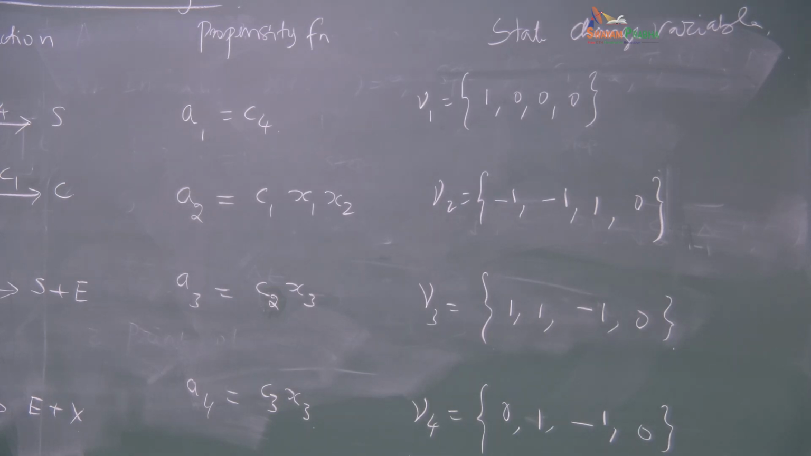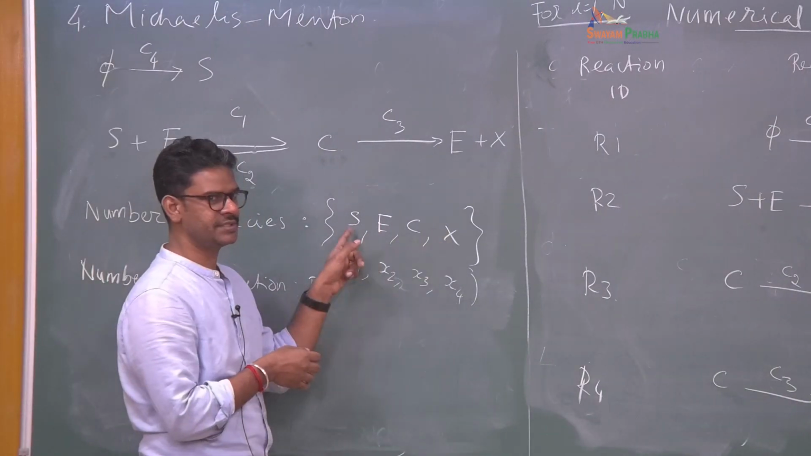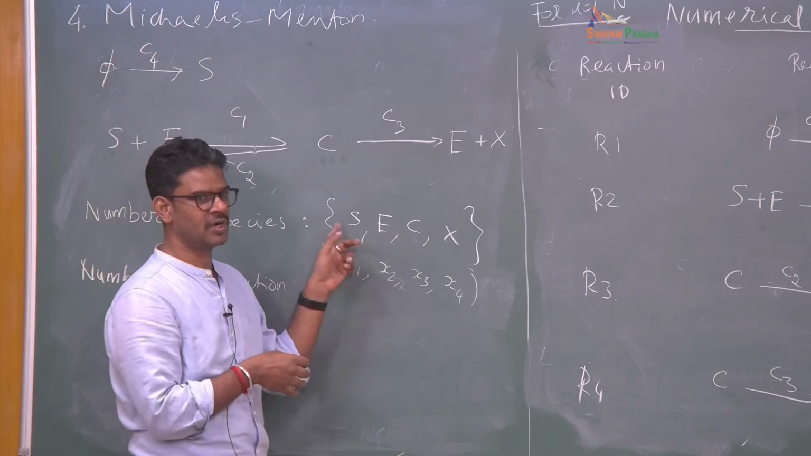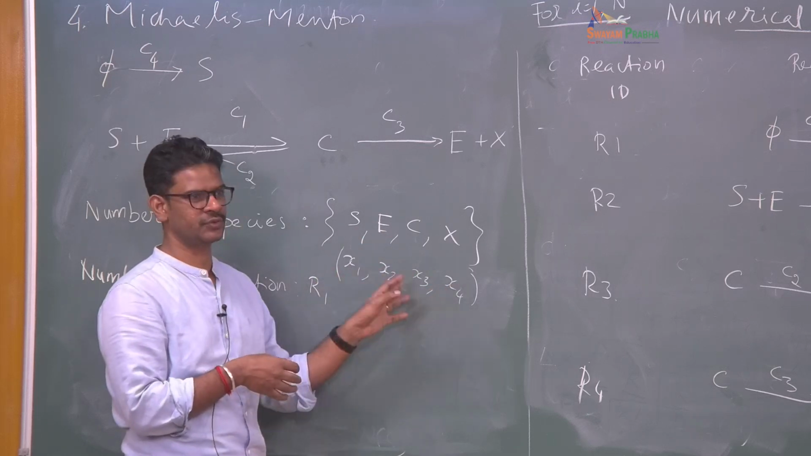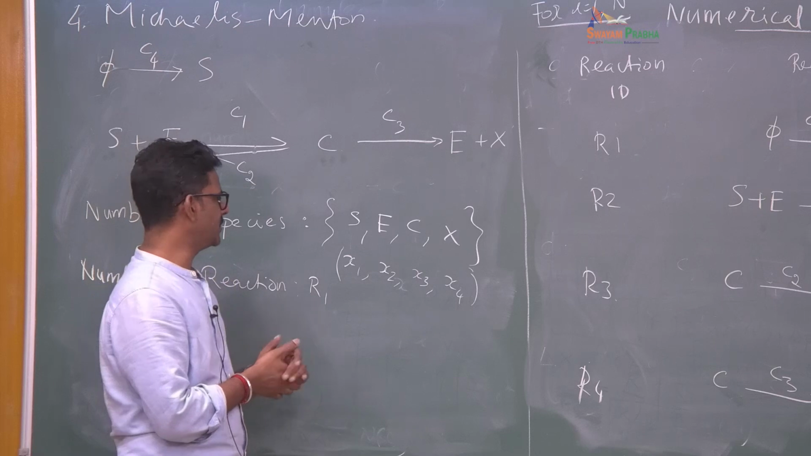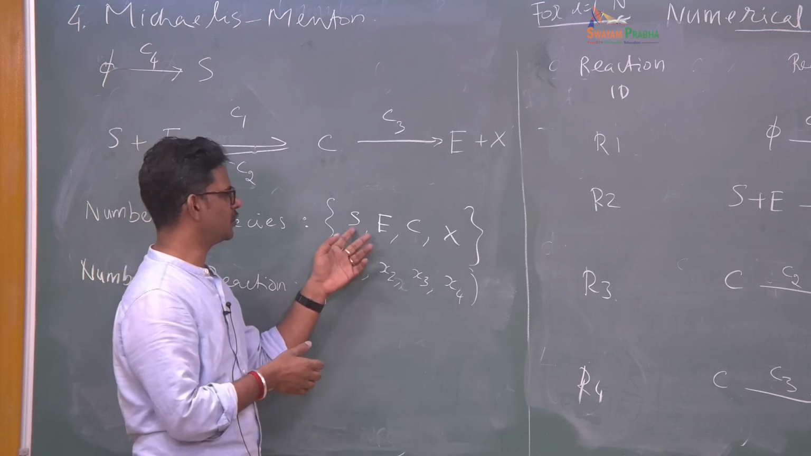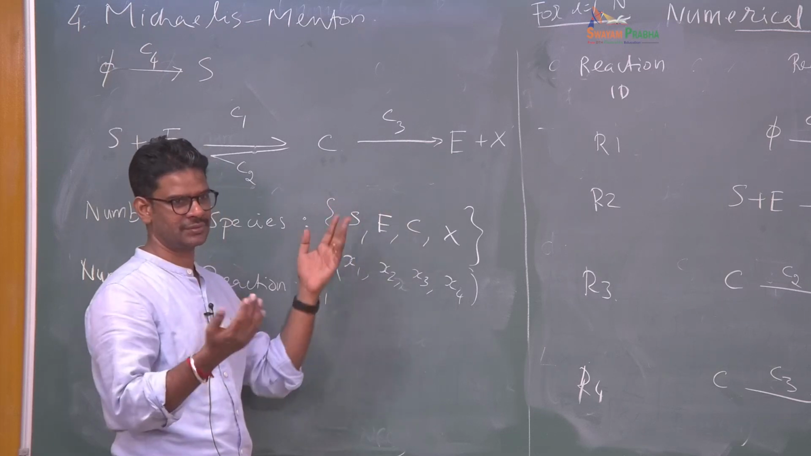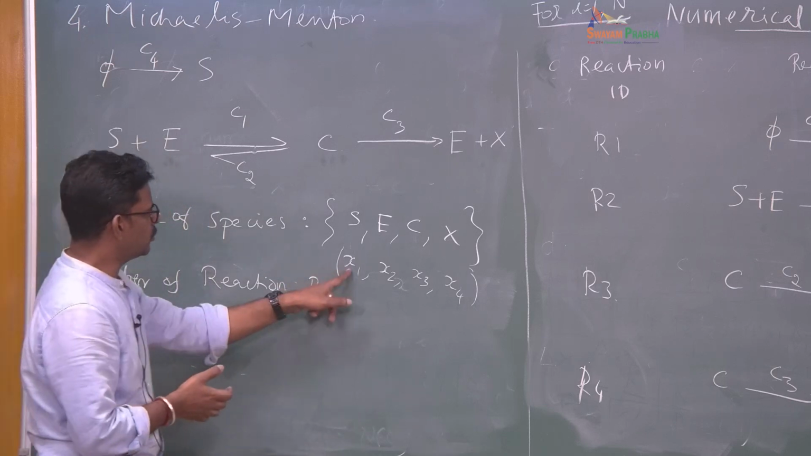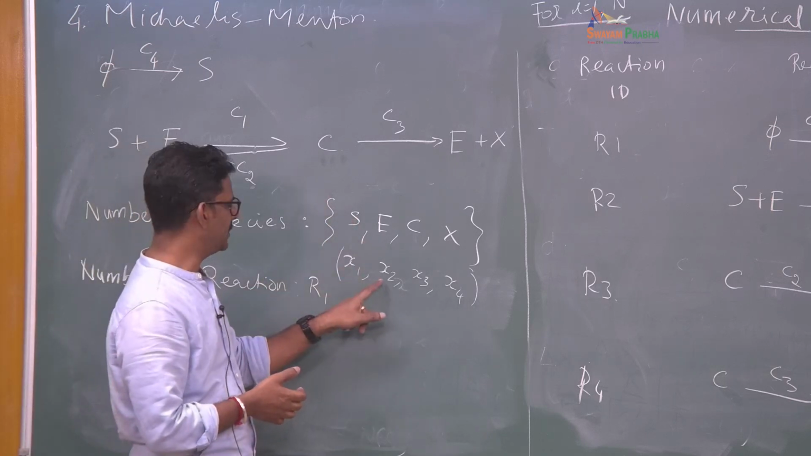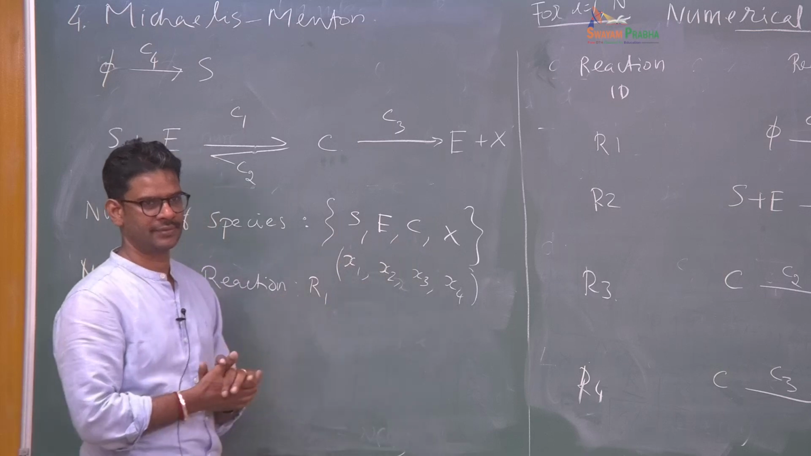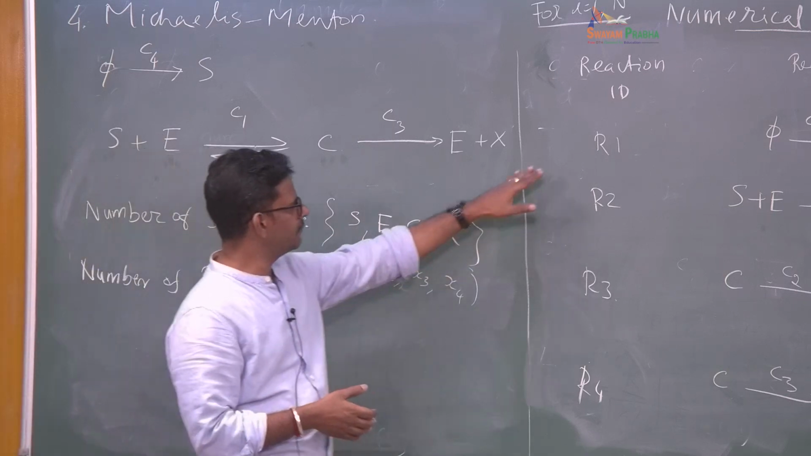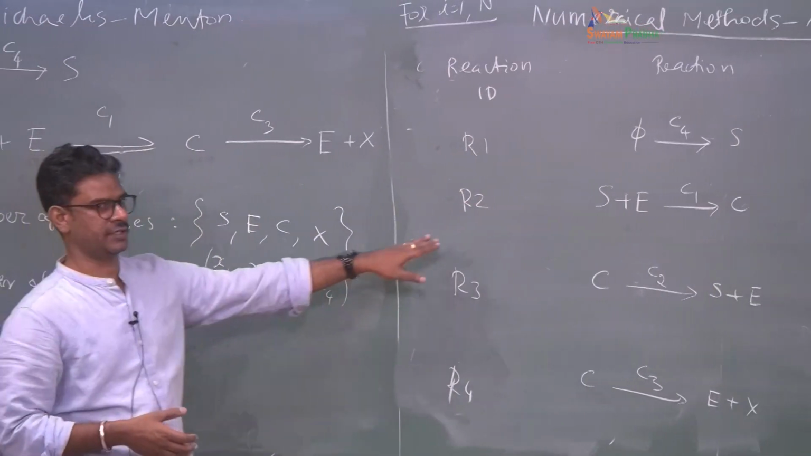So one more thing I'm doing here is that these are chemical species. I want to represent their concentration as x1, x2, x3, x4, so it's easy to write. Otherwise, you have to use a letter symbol. So x1 means concentration of S, x2 means concentration of E, and so on. So now I have identified 4 reactions. These are the 4 reactions.